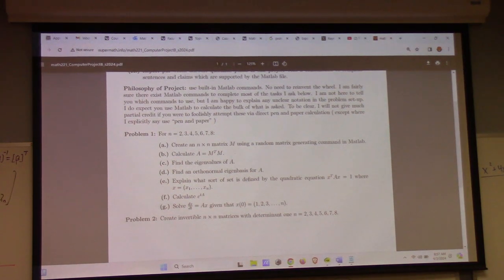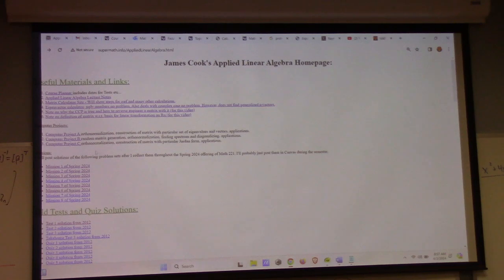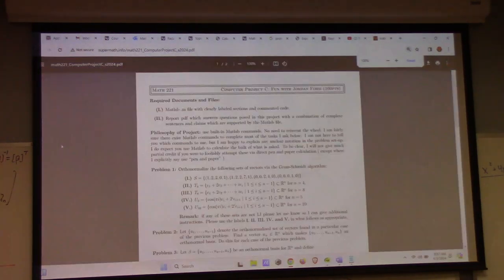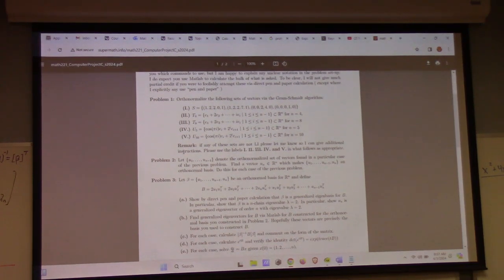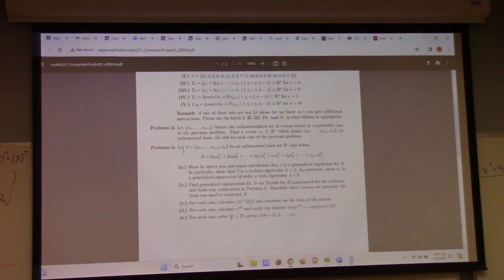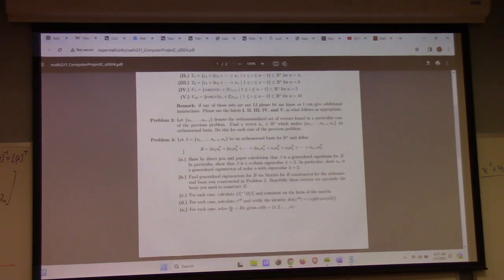Let's go to project C. Project C, again, the Gram-Schmidt algorithm is something you guys got to figure out. You can pay Sam's group if you want. I'm assuming they figured it out. I actually don't know that for sure. I have faith in you guys. You did it. All right.